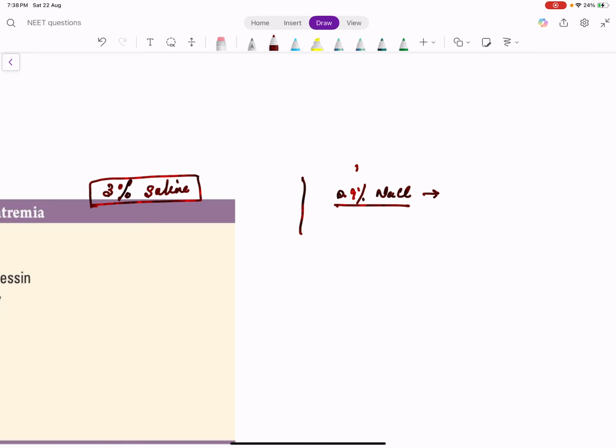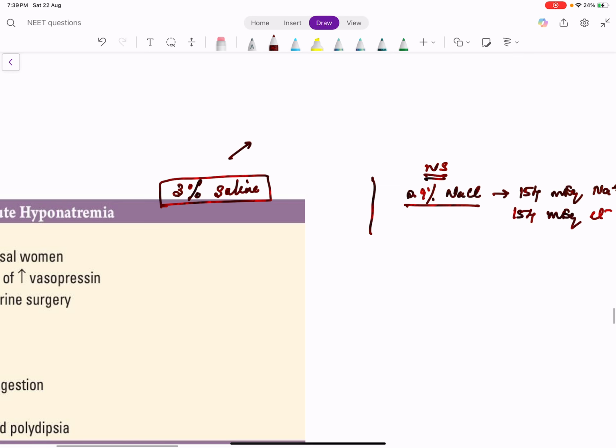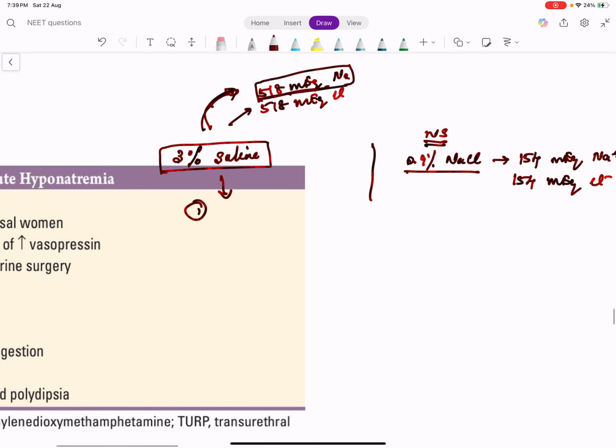Our normal saline, the so-called normal saline, is 0.9% sodium chloride. It has 154 milliequivalents of sodium and 154 milliequivalents of chloride. 3% saline, on the contrary, has 518 milliequivalents of sodium and 518 milliequivalents of chloride. So 3% saline has more sodium. When there is hyponatremia, we will be more inclined to give this 3% saline. But remember, there are only a few indications for 3% saline. One, severe hyponatremia. When do you say hyponatremia is severe?